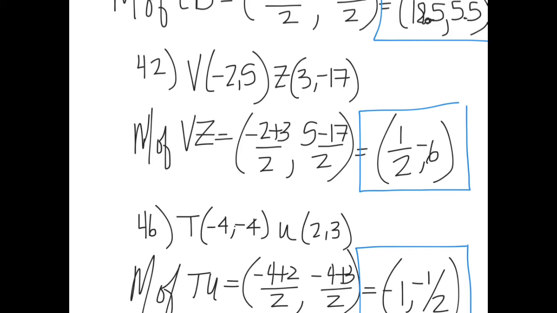Number 39, I'm using the midpoint formula, and I find out that the midpoint of CB is 18.5 and 5.5. Number 42, I find out that the midpoint of VZ is the ordered pair 1/2, -6. And number 46, the midpoint of TU is the ordered pair -1, -1/2.